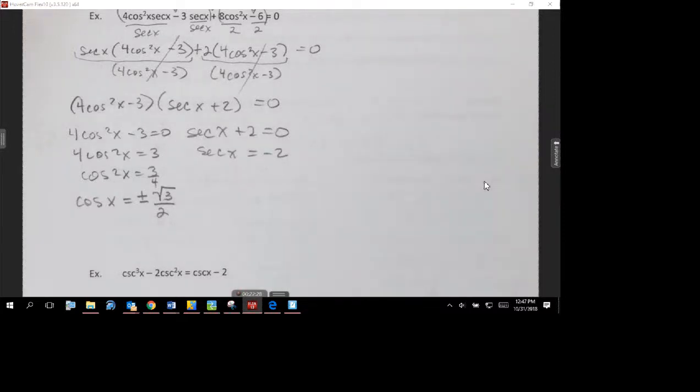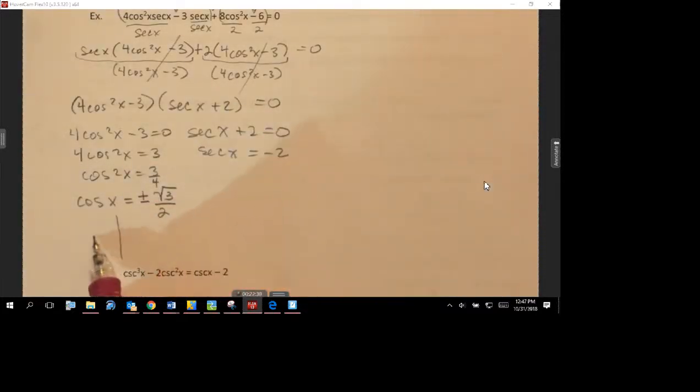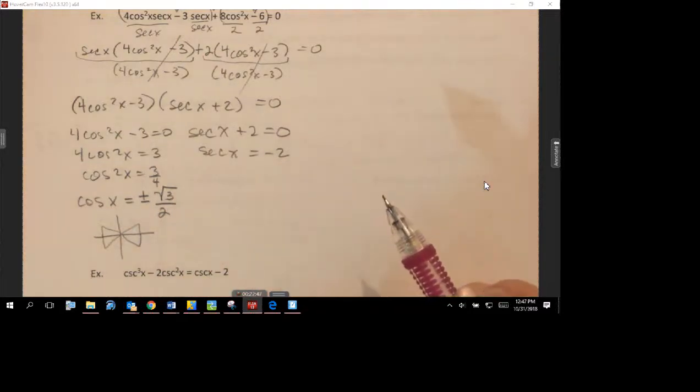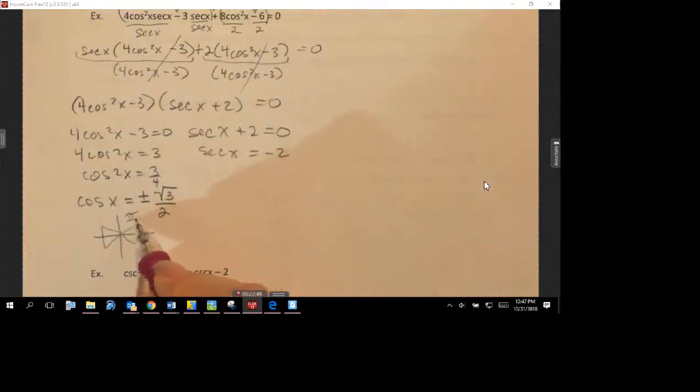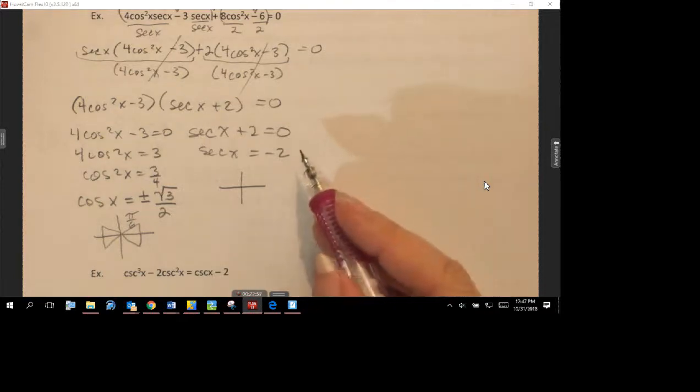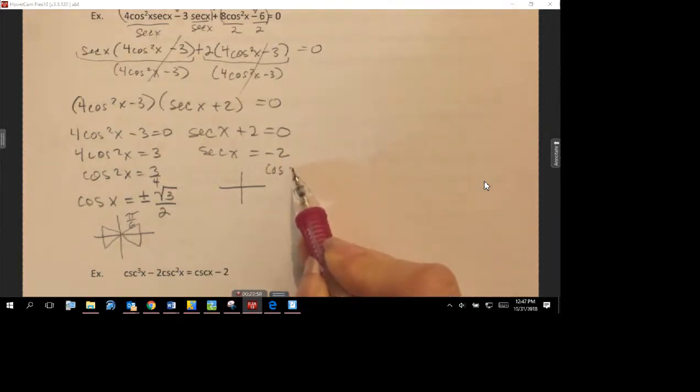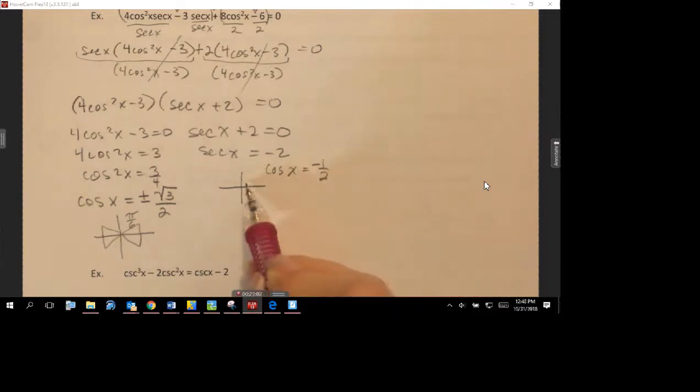So after I solve each factor, I get cosine x equals, do you have a plus minus? Plus minus radical 3 over 2. So I need to know where cosine is radical 3 over 2, and plus minus makes all 4 quadrants. That's going to be all the pi over 6 values. The second part is where is secant equal to negative 2? Maybe I don't have my secants memorized, but secant is 1 over cosine, so cosine x would be negative 1/2, which is going to be in quadrant 2 and 3.